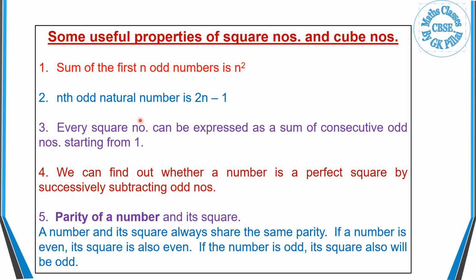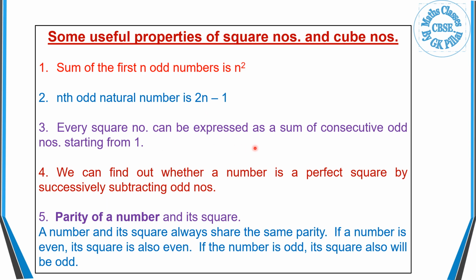The nth odd natural number will be 2n minus 1. Suppose you want to find the 10th odd natural number. It will be 2 into 10 minus 1. That will be 20 minus 1, 19.